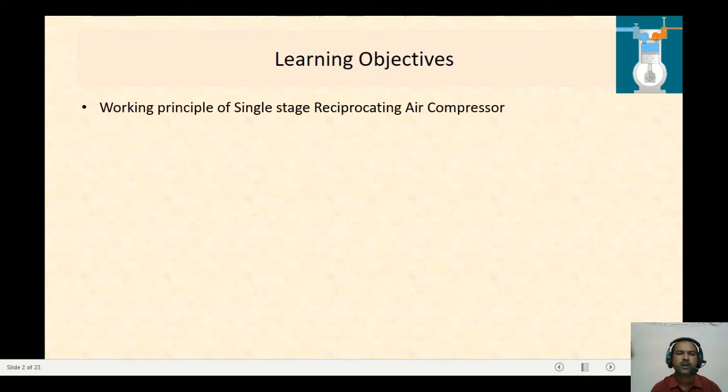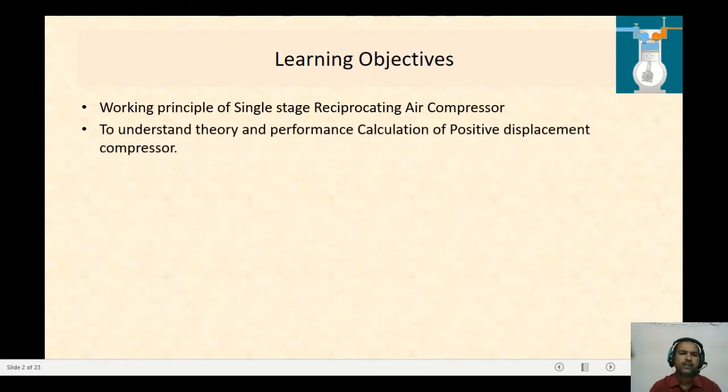In this session we are going to learn the basic concept, working and construction of the single stage reciprocating air compressor, and also the basic performance calculation of the positive displacement compressor, that is the reciprocating air compressor. We will learn how to find the work done for different processes like isothermal, isentropic and polytropic processes, and solve simple numericals based on the work done for the different types of processes.